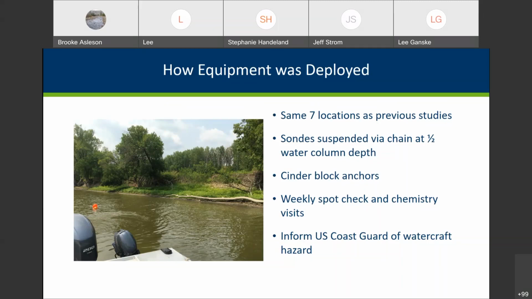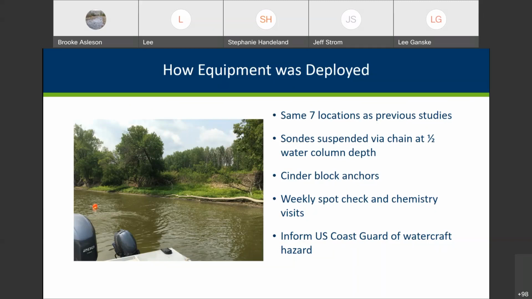And one side note that was interesting is we had to track down who you need to inform that we're deploying this instrumentation and these buoys in the river. People that are out in the field quite a bit know that people are curious in general, and if they see a buoy floating in the river, a lot of times they may choose to drive up and pull it up to see what it is or drag it up on shore.